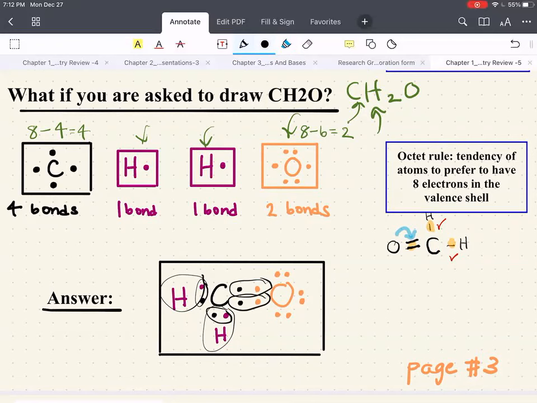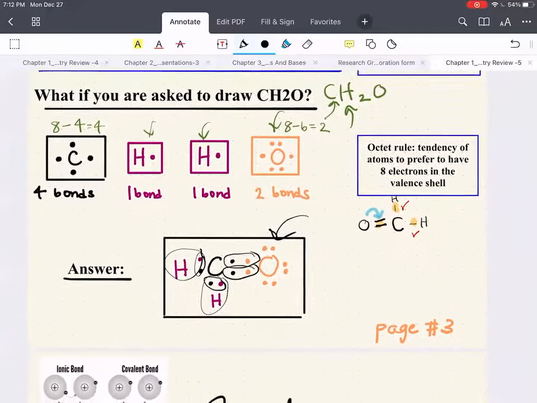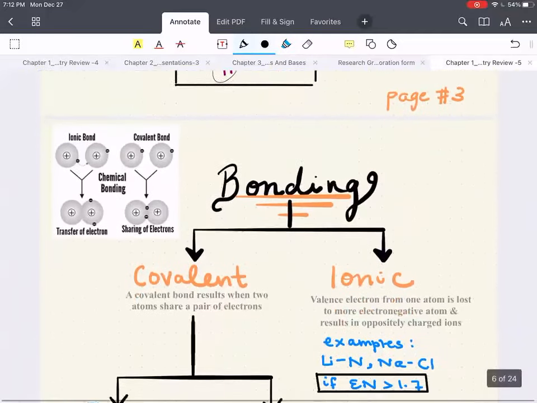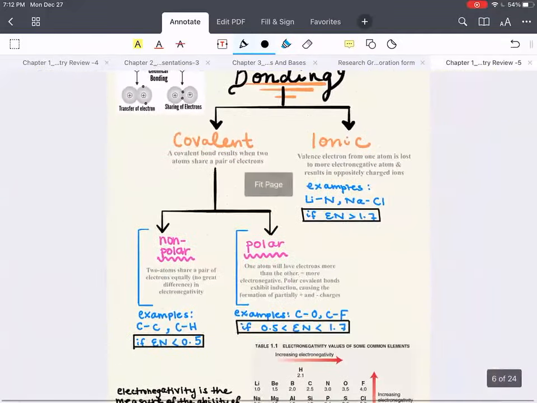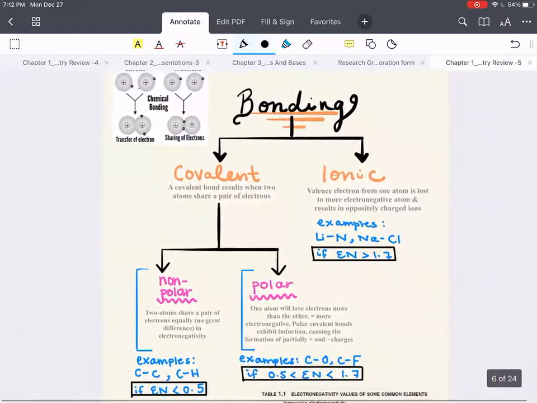And that's okay. Sometimes you're going to have to sketch out something that might initially be wrong and then fix it as you go. And sometimes draw out all the electrons if you need to visualize it better. Now let's use this example to segue into bonding and the different kinds of bonding.